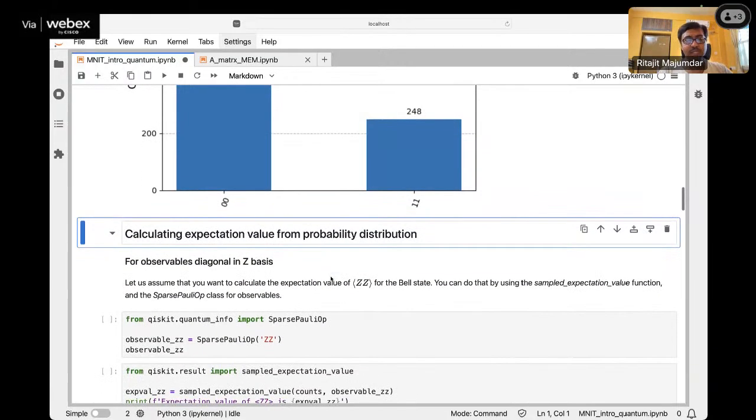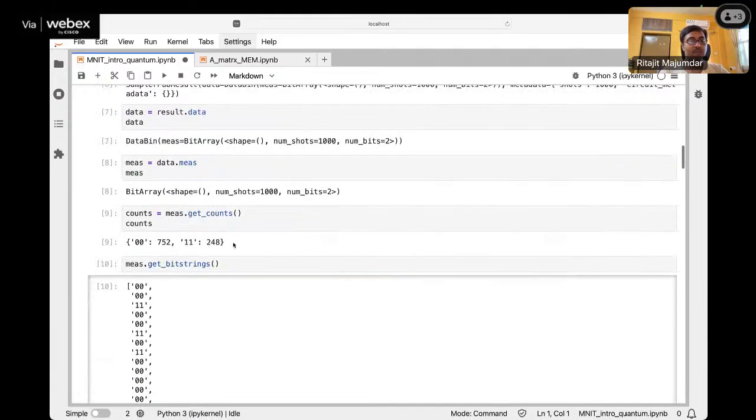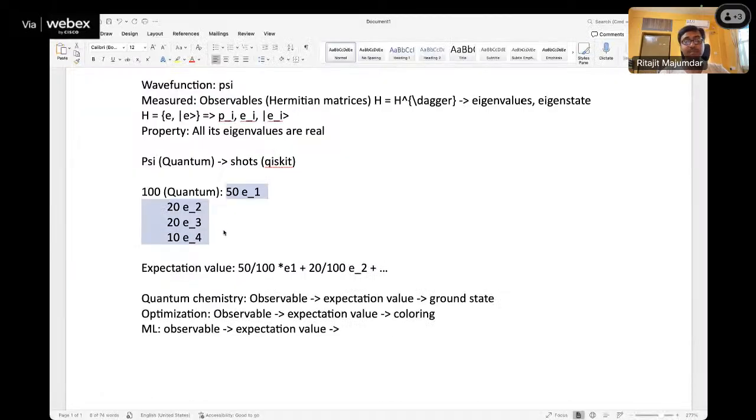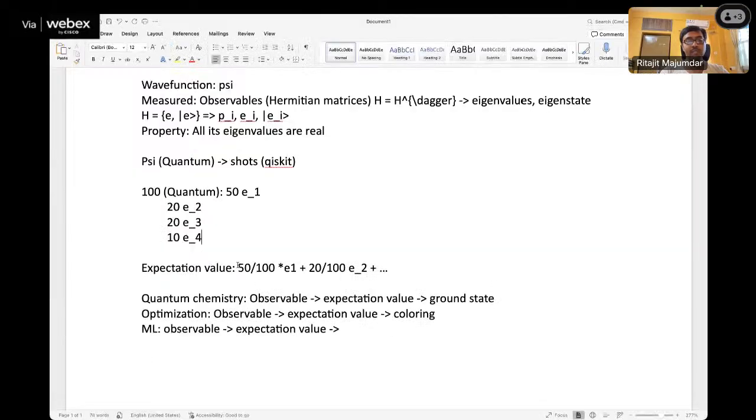Now, as we said, we want to calculate the expectation value, and how do we calculate the expectation value? I have the probability distribution. I have this distribution here, how many times each of the elements has occurred. I know that 750 times 0, 0 has occurred, 248 times 1, 1 has occurred. So what I'll do is simply do this calculation by hand.